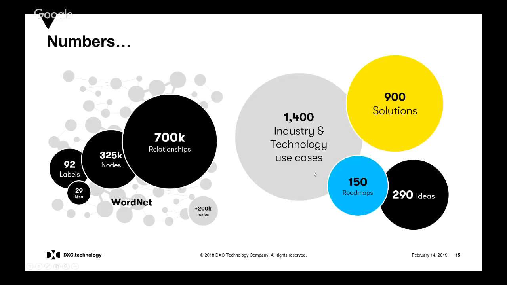Overall, in terms of what our users see and what we have, we've got just over 1,400 industry and technology use cases documented, currently 150 roadmaps, which have generated 290 ideas, and we have 900 solutions documented as well. So a growing set of data there.